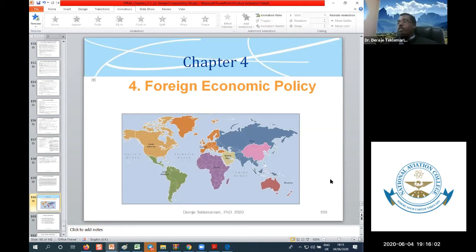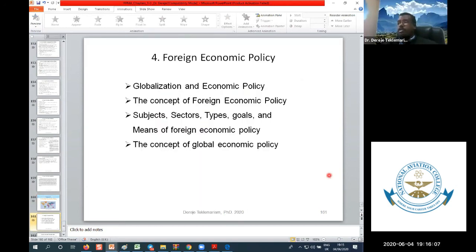So in chapter 4, we will see some important concepts of foreign economic policy, like globalization and economic policy. We have to really consider the concept of foreign economic policy. When we say foreign economic policy, indirectly we are assuming there is nothing called foreign economic; it means foreign trade policy. We have trade policy and actors, the subjects, the types, the goals, the means of foreign policy, the concepts, and global economic policy. Even if it's a kind of repetition, I may come to some of the instruments in foreign economic policy in chapter 5. Definitely you will like it. We will discuss over this.